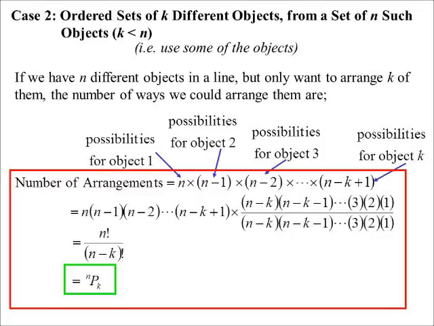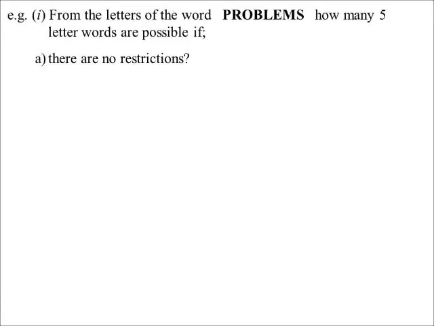So let's have a look at this one. Letters of the word problems. We want to know 5-letter words. So we're not going to use all the letters. 5-letter words, and there's no restrictions. And no restrictions means this is maths, it's not English. So as far as I'm concerned, blems is a word. Smleb is a word. Robble is a word. Any arrangement of 5 letters is a word.